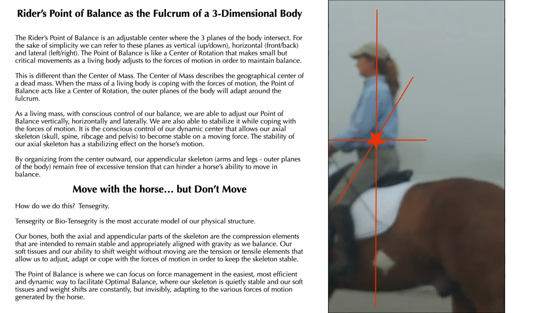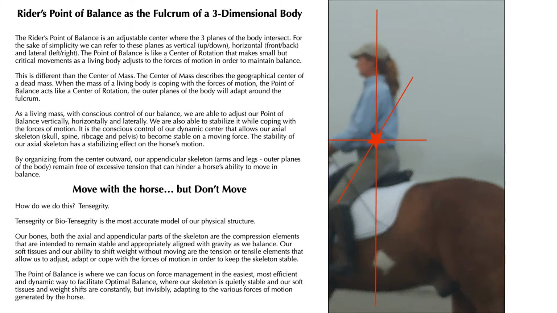So again, we have our vertical line from the rider's head through the seat bones. We have a horizontal line, which really shows the levelness or lack thereof of the rider's pelvis. And then a lateral line, which was a little hard to draw, but you get the point, going left to right through the rider.